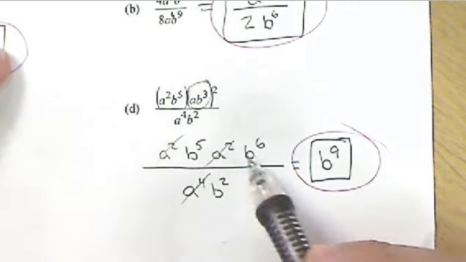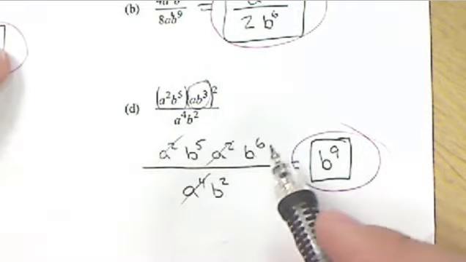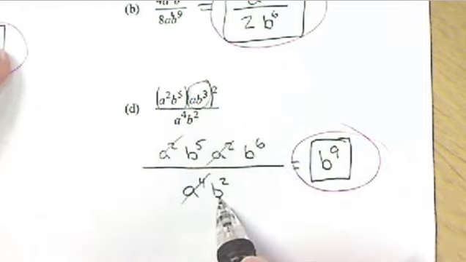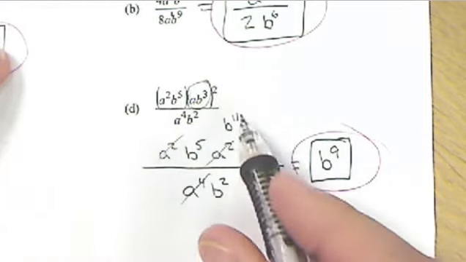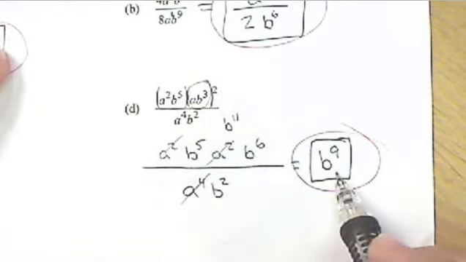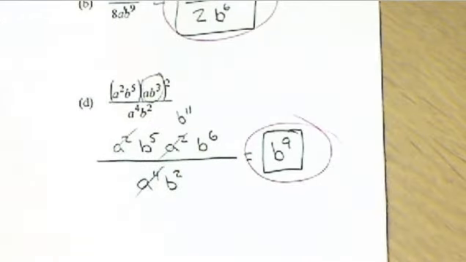b to the fifth times b to the 6th is b to the 11th over b squared. So I have b to the 11th over b squared. Subtract the exponents and I get b to the 9th. And there you go.